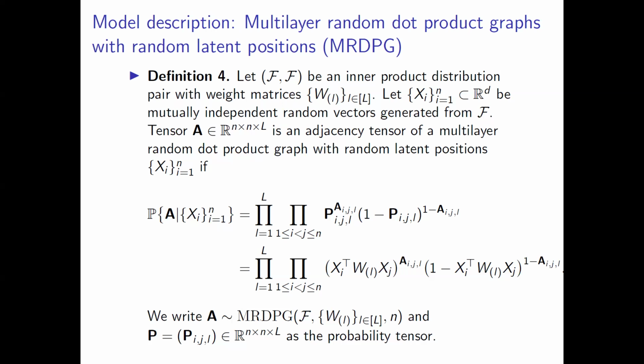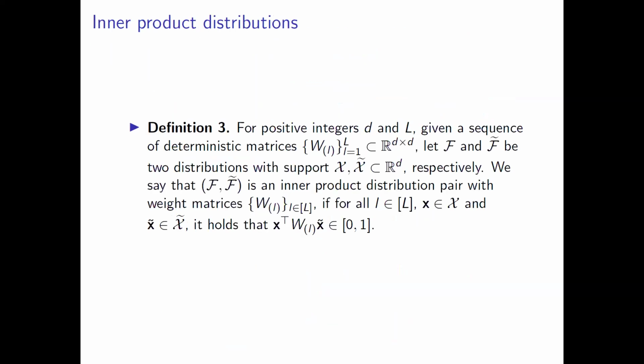It seems like the weight matrix is for every layer, right? Every layer has some different matrix. The weight is basically the probability of one node being connected to the other. So the probability that i and j are connected in layer L is Xi transpose W_L Xj. This is the probability that they are connected.